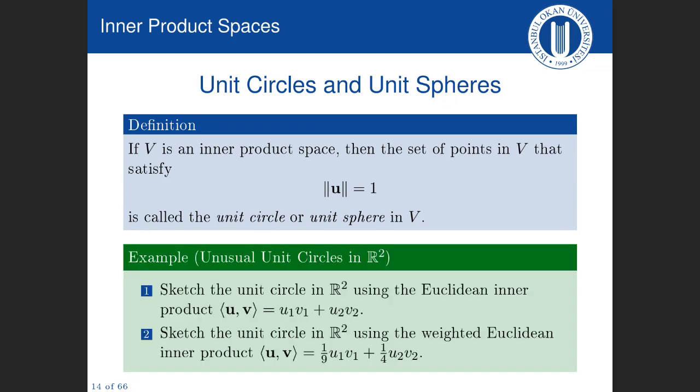For example, part 1: sketch the unit circle in R2 using the Euclidean inner product, that's just the dot product. And part 2: sketch the unit circle in R2 using the weighted Euclidean inner product given by this formula. Same idea as before, but we have different weights. Here the weights are 1/9 and 1/4.